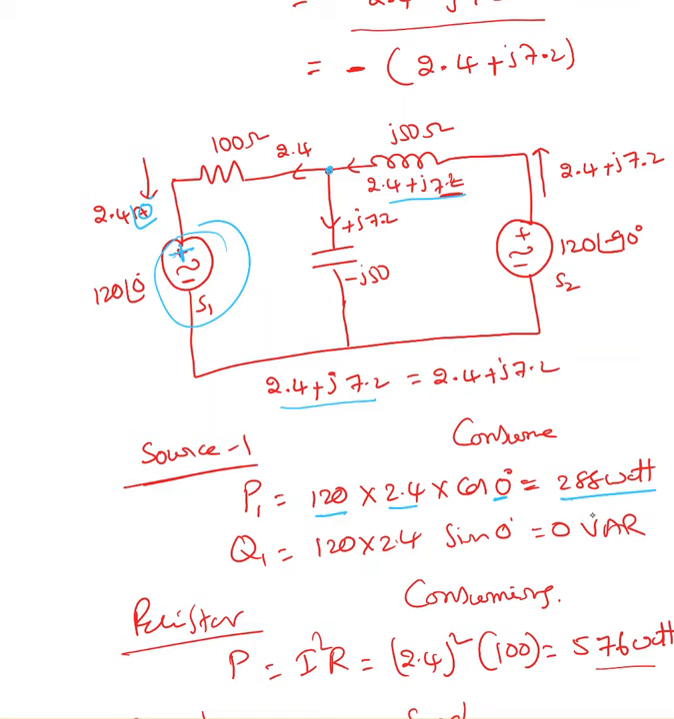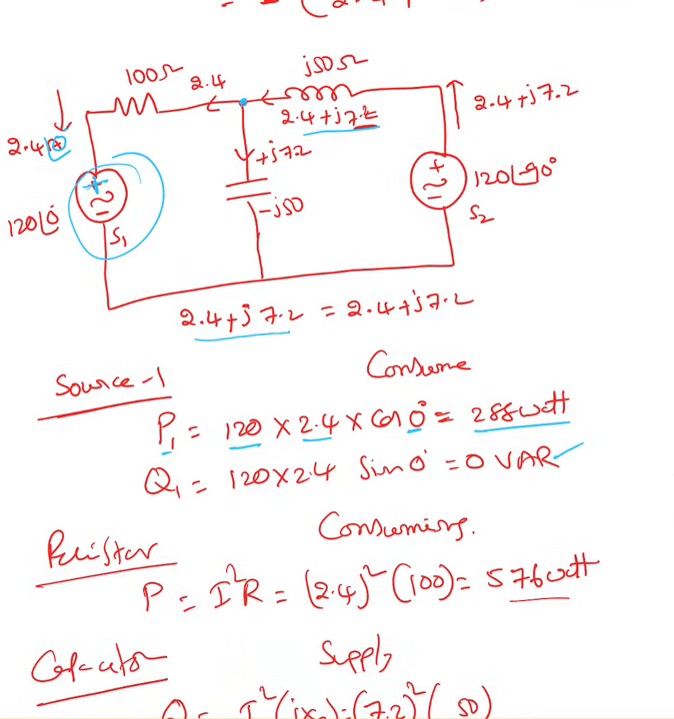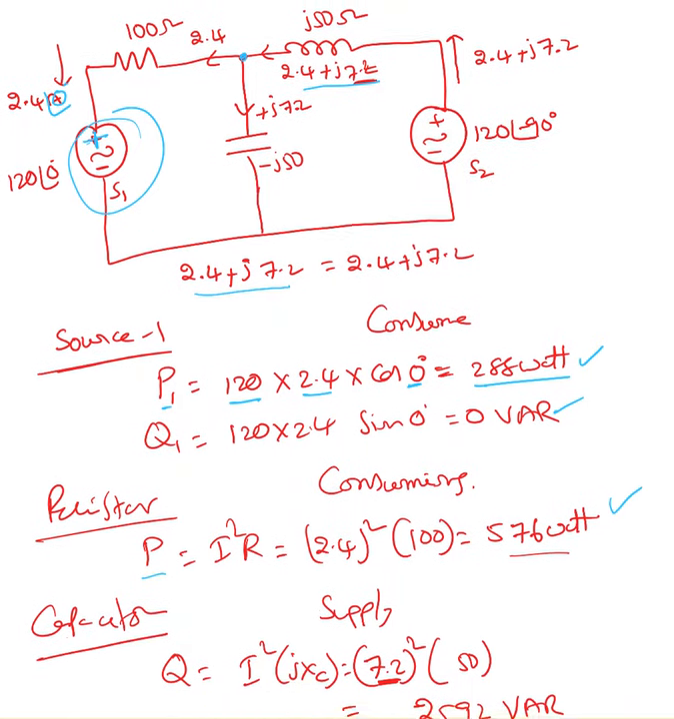That power is active power since it's P1, and Q1 is 0; it is not consuming any reactive power. Resistor, remember, always consumes active power. So P equals I squared times R, which is 2.4 squared times 100, 576 watts. That is also consuming active power. So source 1 is consuming active power, and the resistor is consuming active power. Resistor never consumes reactive power.